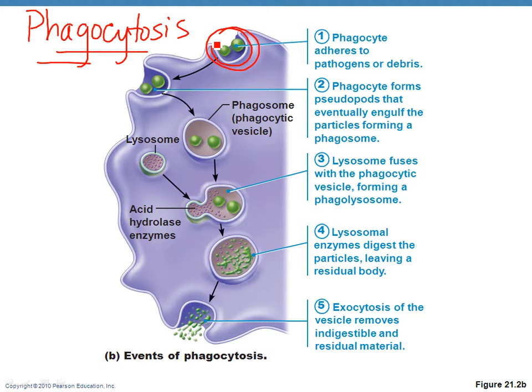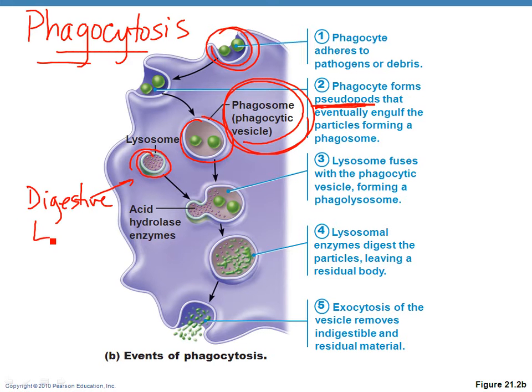It sends out these little projections called pseudopods, or false feet, that engulf the invading microbe, the debris, or whatever. It brings these things that it has engulfed inside the cell in a membrane-covered vesicle. The vesicle fuses with, remember those little organelles called lysosomes? You may have heard about those in your Biology 201 class or an earlier class. A lysosome is full of digestive enzymes. They're sometimes called the stomachs of our cells.